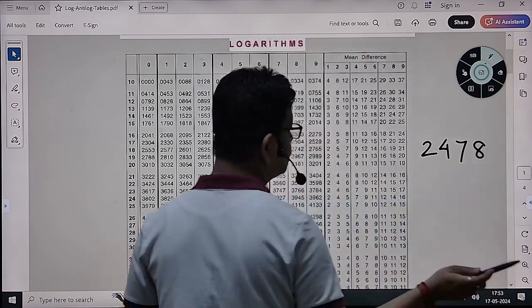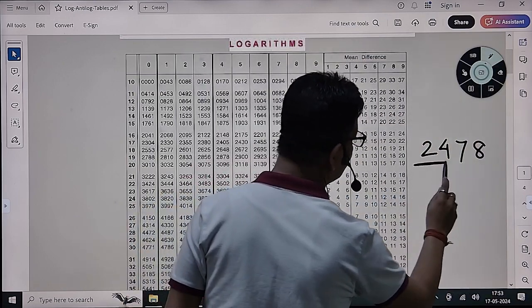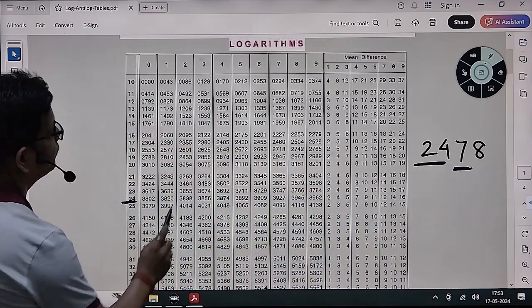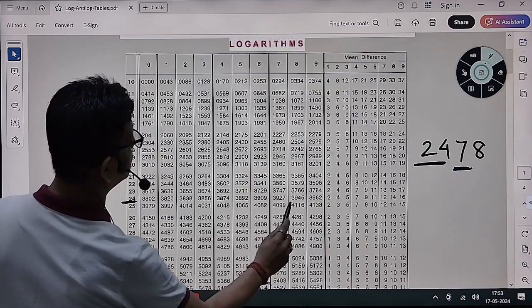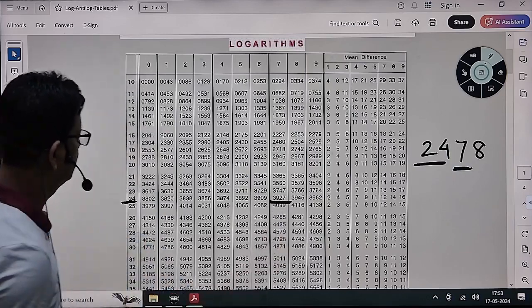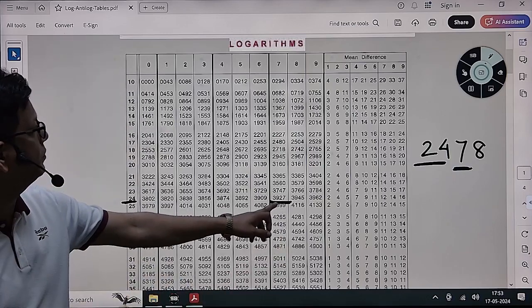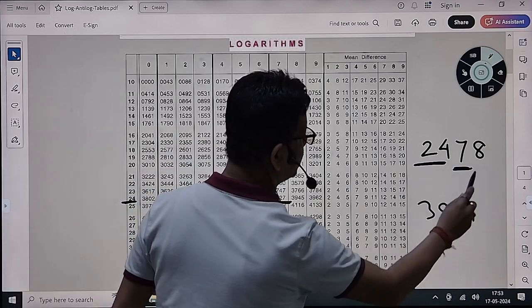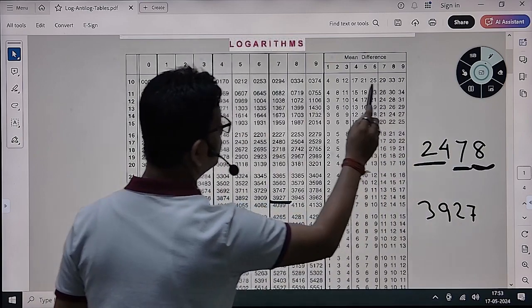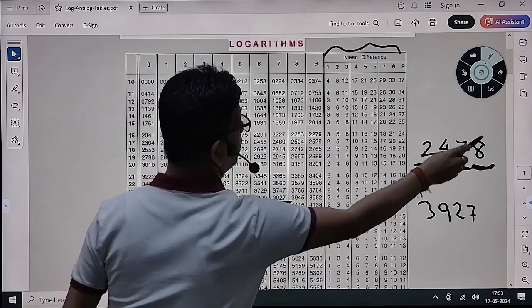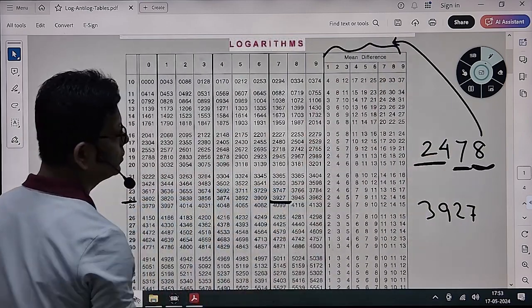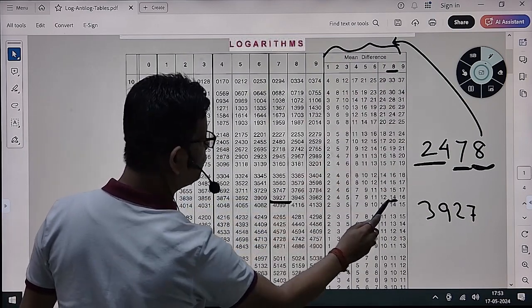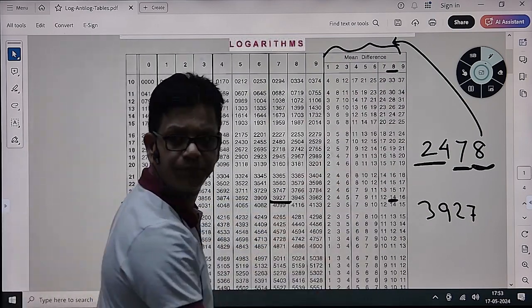Okay. Those who have joined late, you see 24 and 7 we see. 24 is this one. 24, 7. This is this one, no? 24, 7, 3927. So 3927 we need to write down. Now go to mean difference 8. For 8 we have to go to this. So 8 is in this one. Is it 14? Yes.